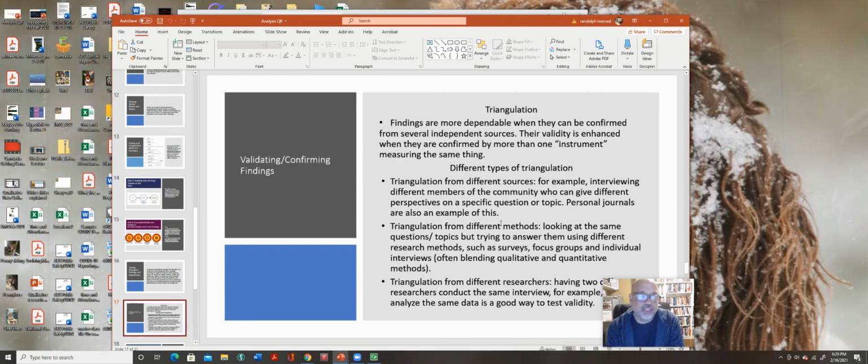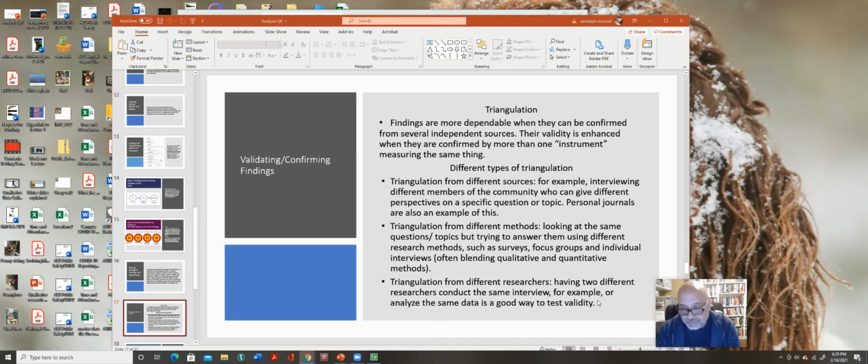There are different types of triangulation. Triangulation from different sources: interview methods, different perspectives, personal journals. There's also the perspective on questions or topics. So that could be different sources triangulation. There's also different methods triangulation, looking at the same question but using different research methods such as surveys. I said that focus groups might be something. So you may do a survey, focus group, and an interview. That will give you some kind of triangulation footprint, and that helps with confirming and validating your work. Very important.